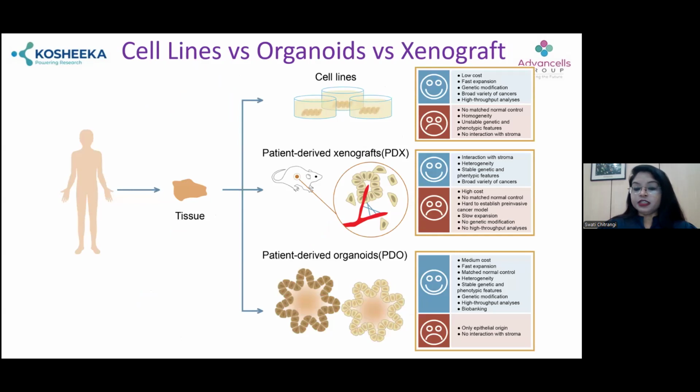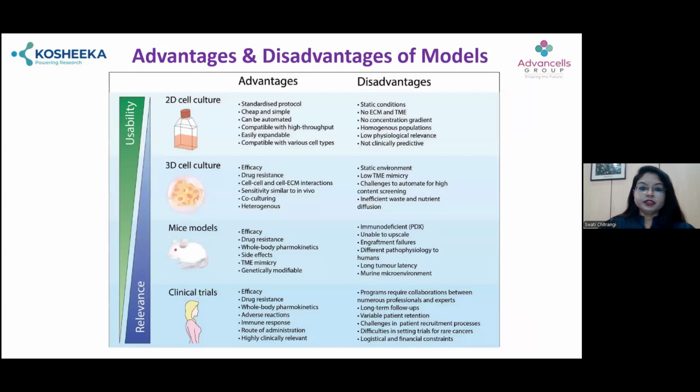So if I am going to compare cell lines, the PDX model and PDO, they have their own advantages and disadvantages. So I am going to focus on clinical trials. A clinical trial is very efficacious since it is used directly on humans. But there is a chance of drug resistance also.